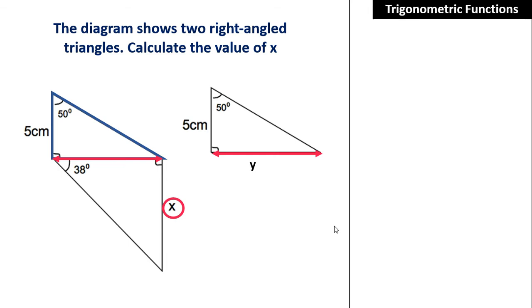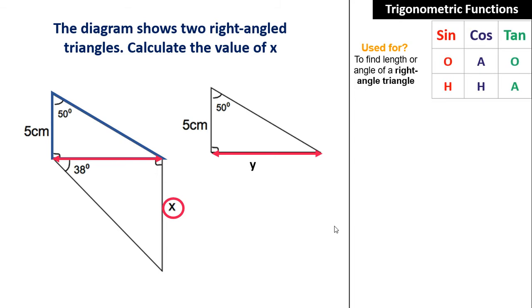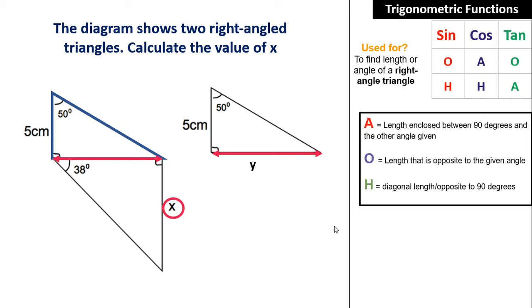Make sure you know that we're doing trigonometric functions, and why we're using them: because trigonometric functions are used to find the length or angle of a right angle triangle. And when you're dealing with such things, make sure you are well versed with the sine cos tan table, SOH CAH TOA. And how do I know which one's O, which one's A, and which one's H? Make sure you remember that A is the length that is enclosed between the 90 degrees and the angle given, O is the length that is opposite to the given angle, and H is always the diagonal length, or the one that's opposite to 90 degrees.